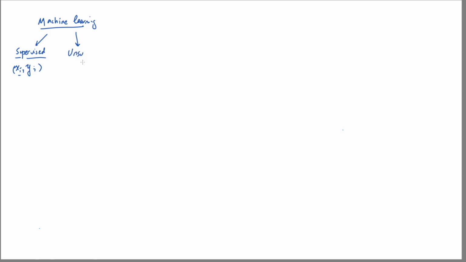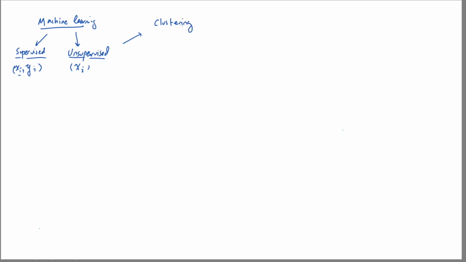Unsupervised is slightly different. We just have xi's. We don't actually know the target. We don't know what we're looking for really. Some examples of this are clustering, or the most famous example is clustering.